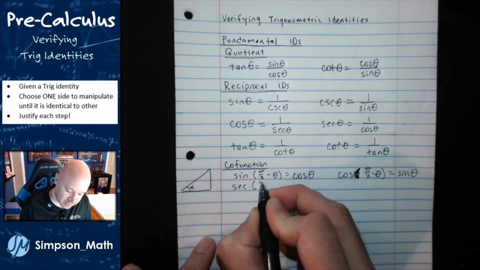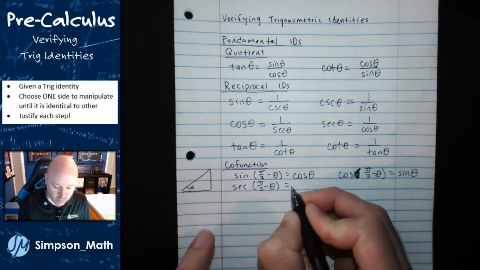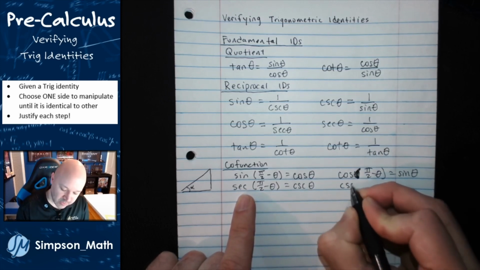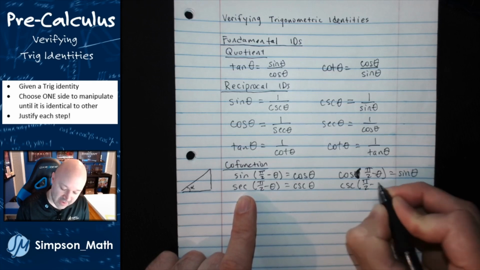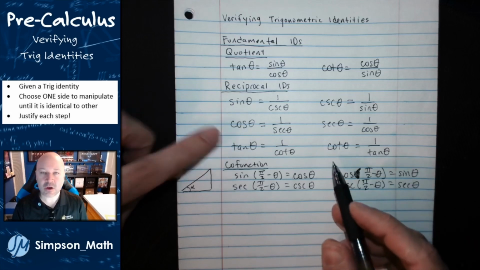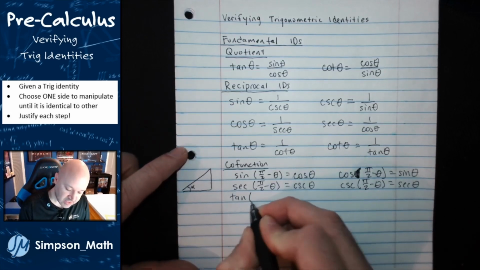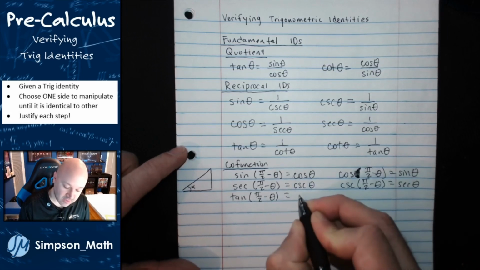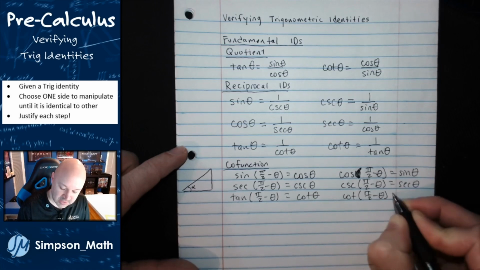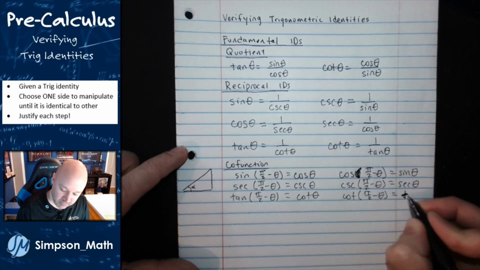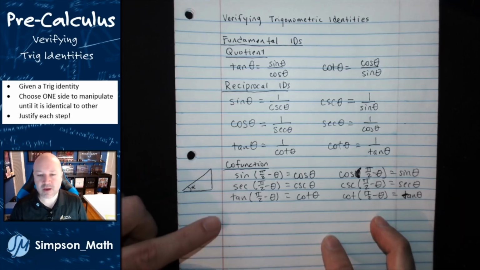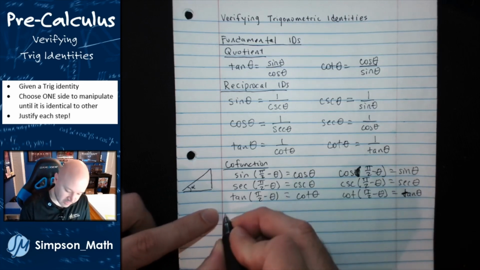So if I have secant, well, secant has a cosecant, and we can write it this way as well. Cosecant of pi halves minus theta is secant. Then tangent has a cotangent. Tangent of pi halves minus theta is cotangent. Cotangent of pi halves minus theta, similarly, is equal to tangent. Those are the cofunctions.